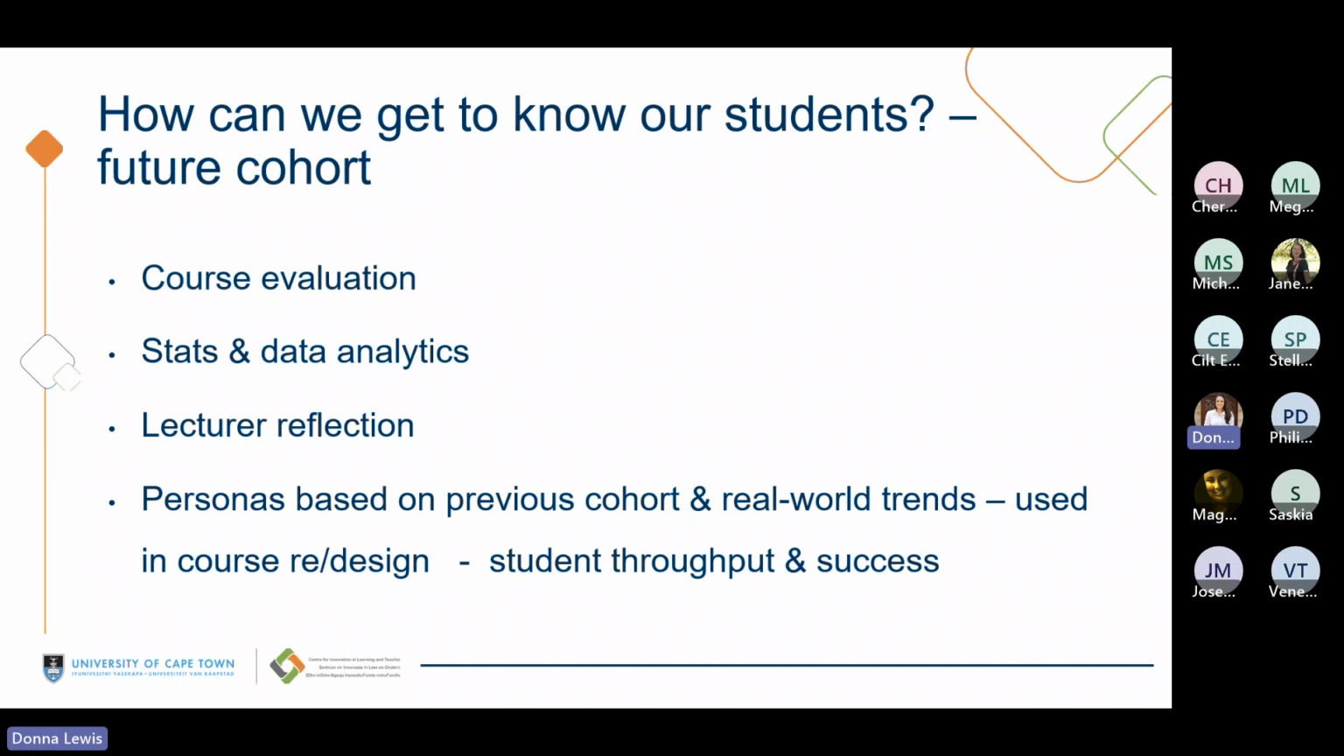As a lecturer, are you reflecting to say, at certain points, my students felt some type of way, or I didn't get as much interaction out of this activity, and consider the reasons for that and the alternatives that we can provide? And then looking at personas, based on the previous cohort, based on real world trends, and looking at what those students have experienced.